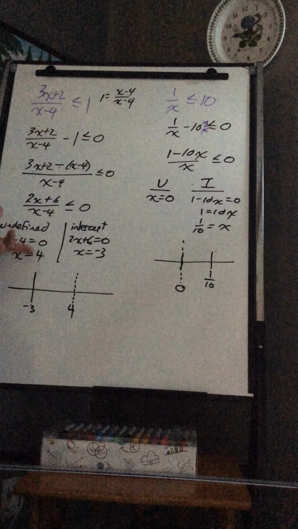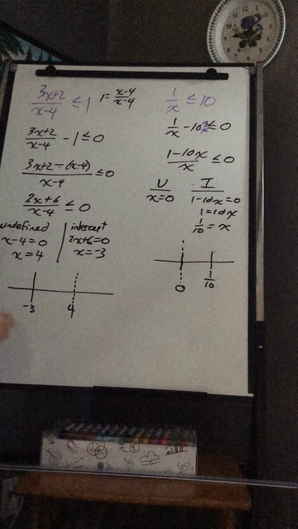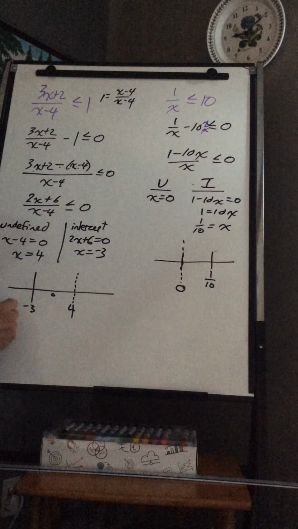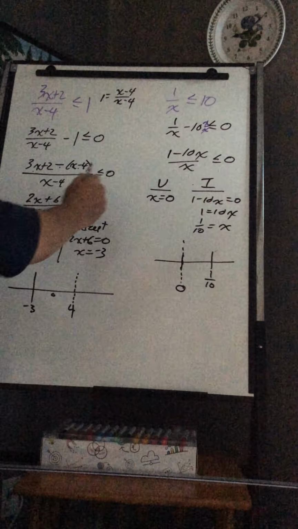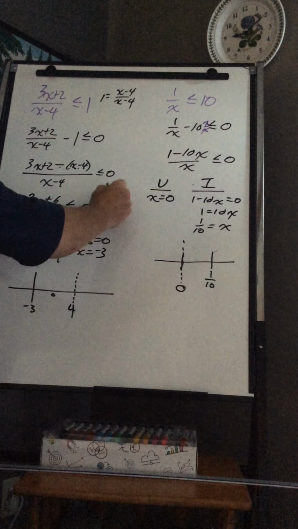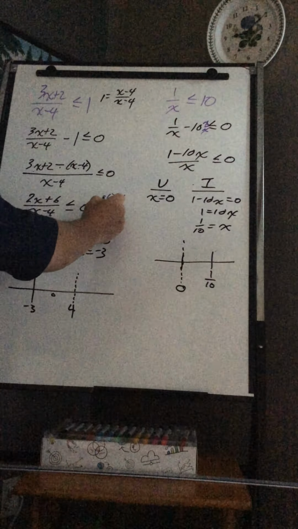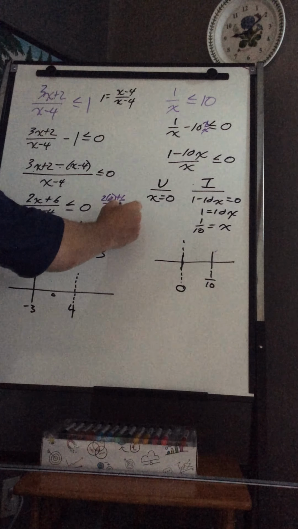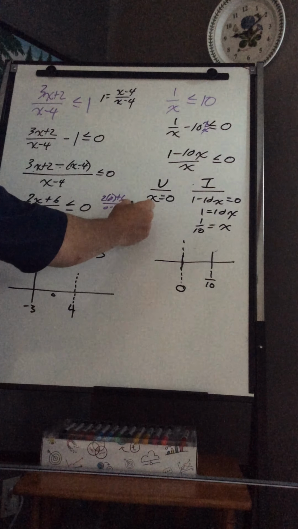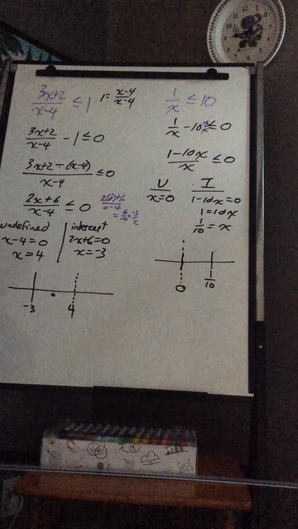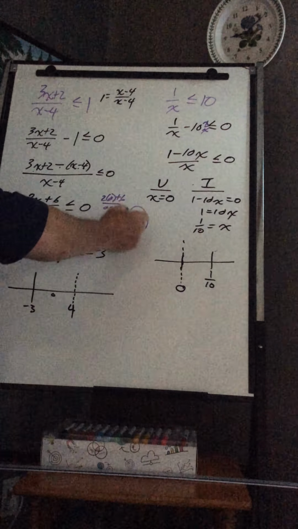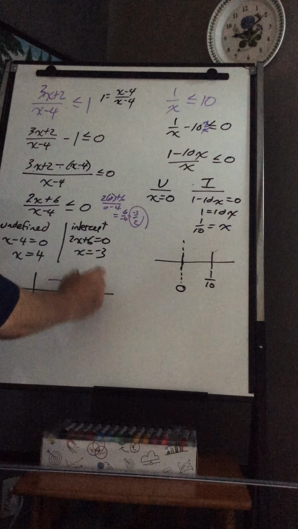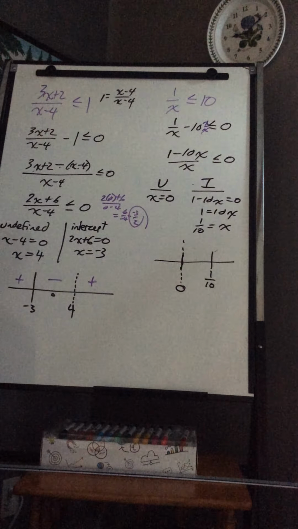So we look over here, we pick something. 0 is a safe choice because 0 is in here. So I have, we're going to do this up here, 2 times 0 plus 6 over 0 minus 4, which gives me 6 over negative 4, which is negative 3 over 2. Hopefully you can read that. That's negative 3 over 2, negative. So that means in here this is negative, which makes it positive over here and positive over here.